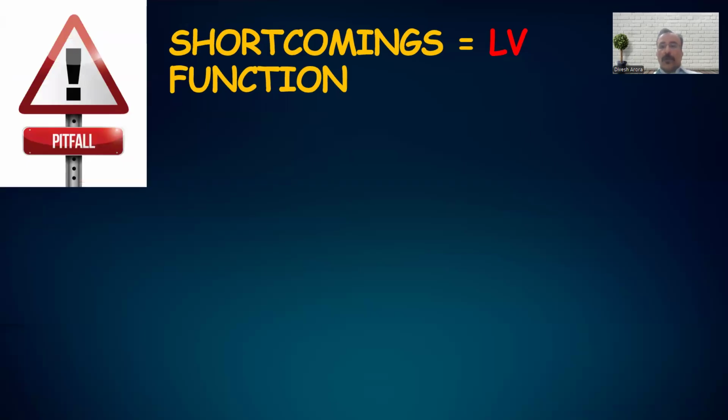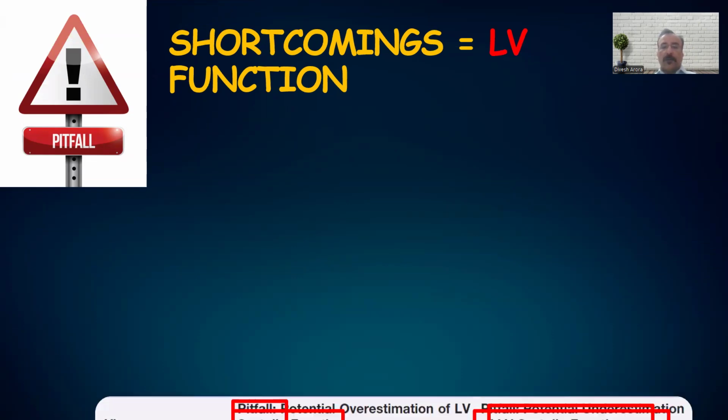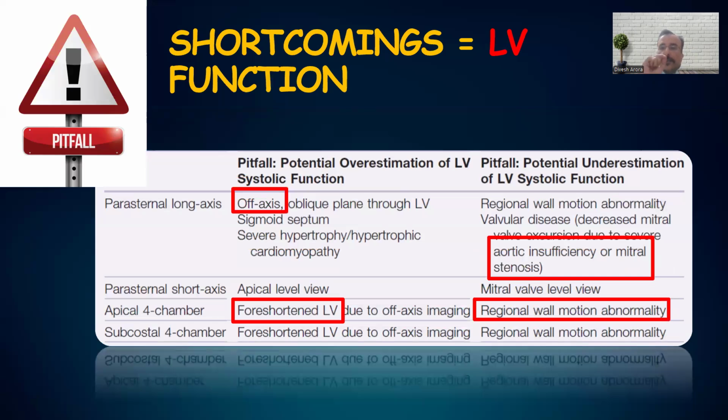So now coming on to the pitfalls or the shortcomings of using these focus modalities for assessment of left ventricle ejection fraction. As I said, the basic premise is that you have to have a good understanding of the basic views. You should know which is the best view. If you have an off-axis image in the parasternal long axis, you'll overestimate the LV systolic function. So again, you have to have good knowledge and a good hand to get a good parasternal long axis view.